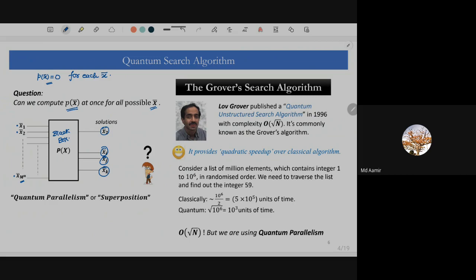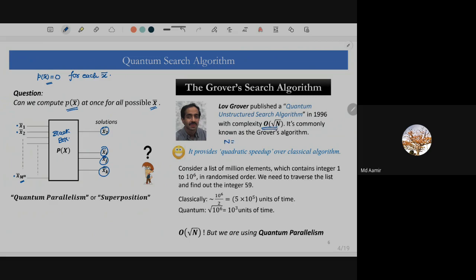So, taking the superposition and evaluating all the things at once. The Grover search algorithm is named after this computer scientist, Lov Grover. He published this paper, Quantum Unstructured Search Algorithm, in 1996, and that provides complexity. This quantum search algorithm, Grover's algorithm, provides a quantum complexity of the order of root n.